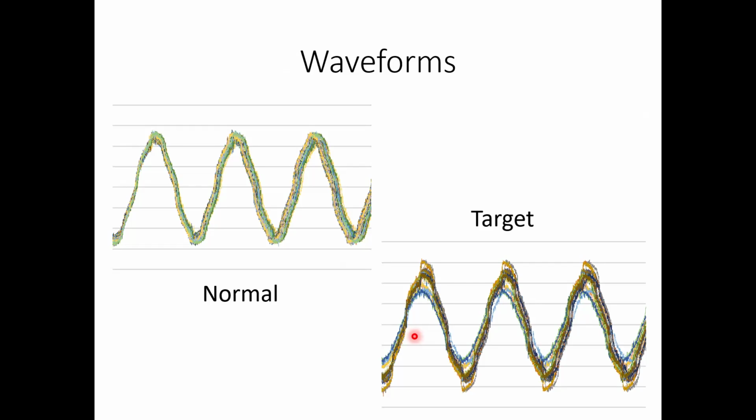These graphs show dozens of waveforms overlaid. This one is normal, this one targeted, including abnormal. The normal waveform is homogeneous, although there is some variation.